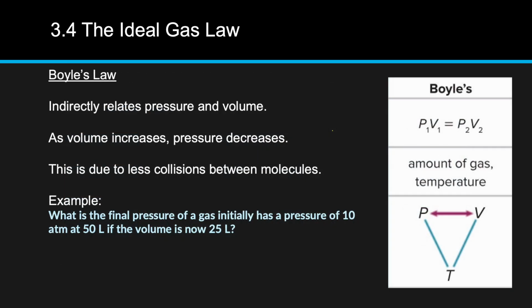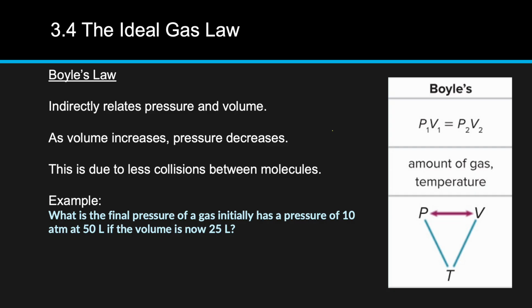Boyle's law shows that pressure and volume are inversely related. So if volume increases, pressure will decrease, and if volume decreases, pressure will increase. That's because the number of particle collisions with the container is going to change. The formula for Boyle's law is P1V1 equals P2V2. So let's do an example with that.